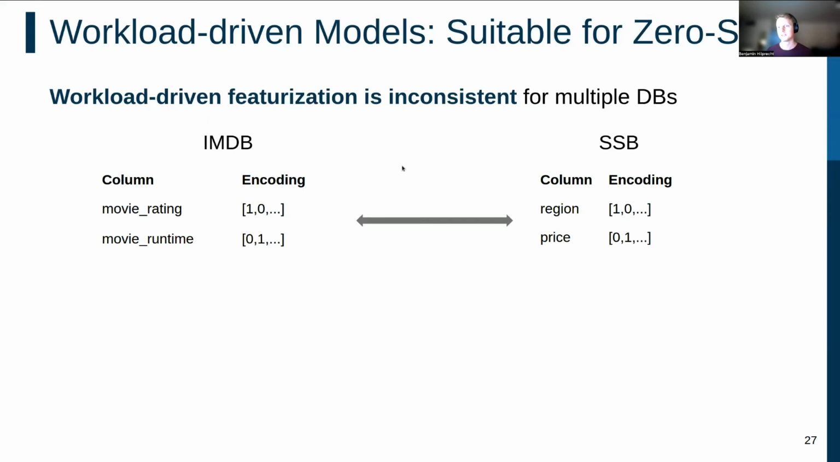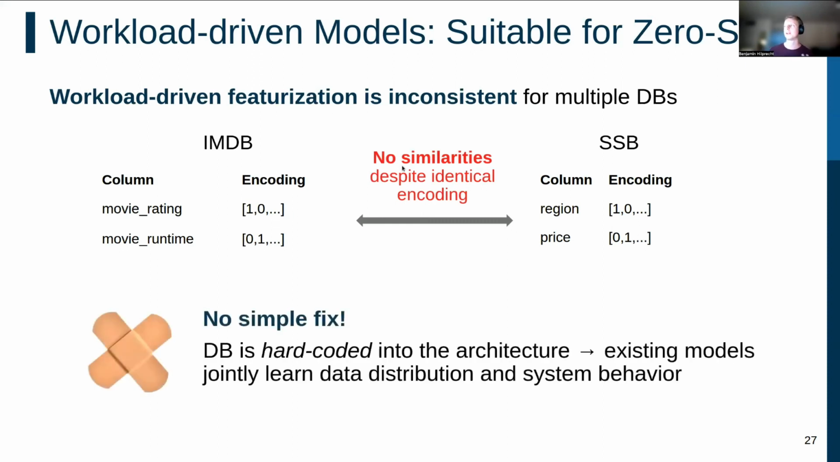So you would feed the same information into your model and your model would be very confused. So you have no similarities despite this identical encoding. And now you might wonder, well, okay, this seems like a really technical problem. Maybe there's some simple fix to this, right? The problem is there is no simple fix because the assumption that the database is really a single database is really hard-coded into the model architecture, because the underlying reason is that existing models jointly learn both the data distribution and the system behavior.